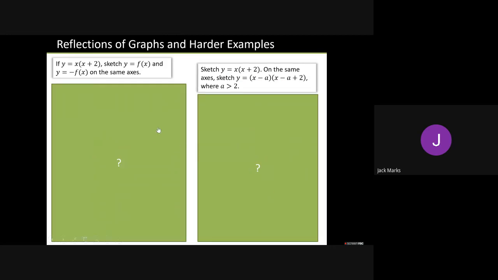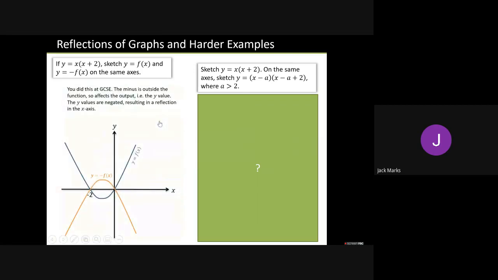Some other examples here. We could also talk, while we're at it, about reflections. Notice the negative at the front. So it's kind of like a scale factor of minus 1 outside. This will reflect things. If you had a coordinate where the y value was 5 from before, minus f of x means minus 5.